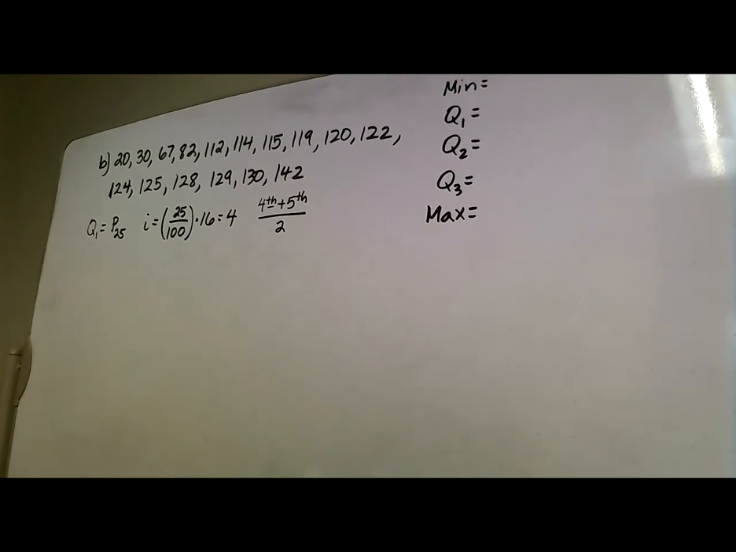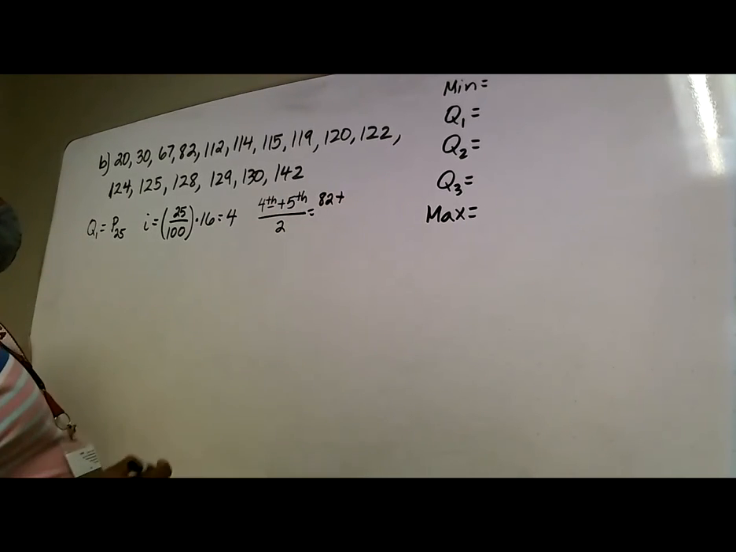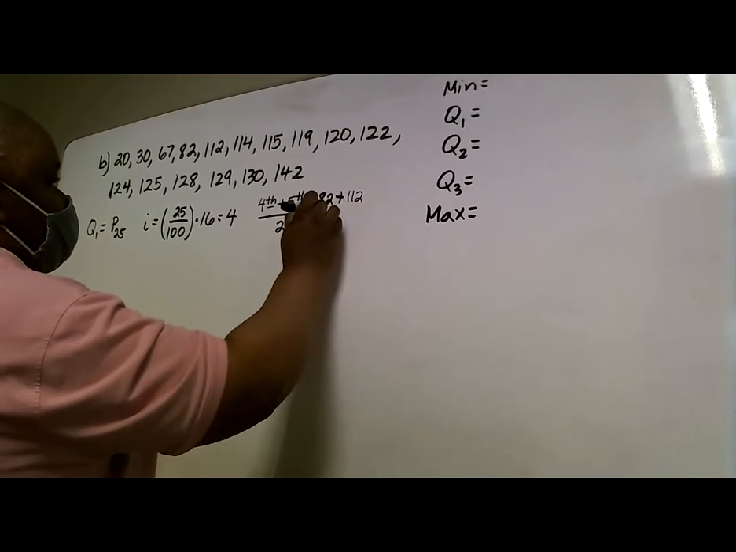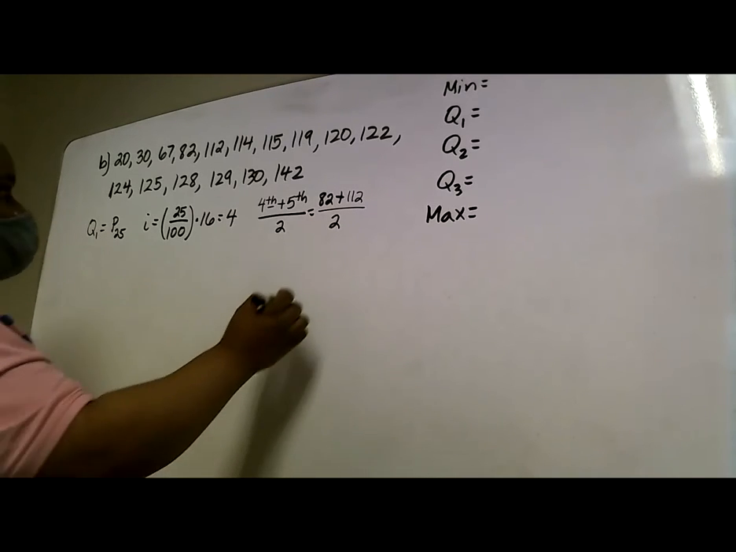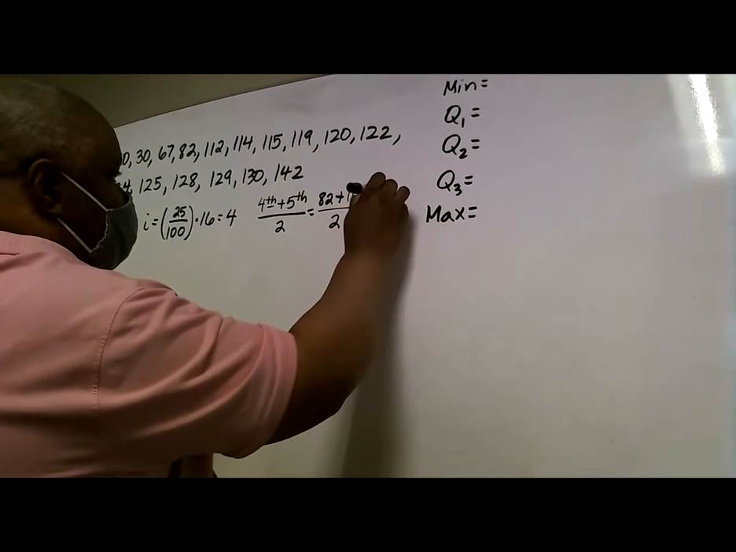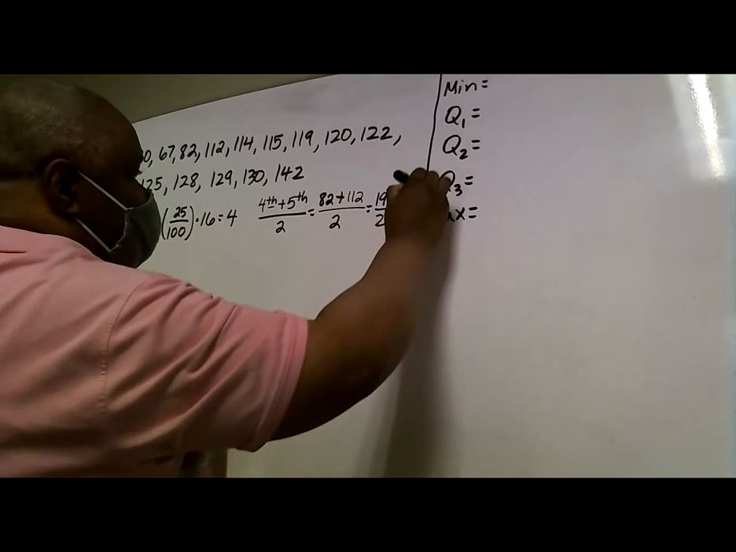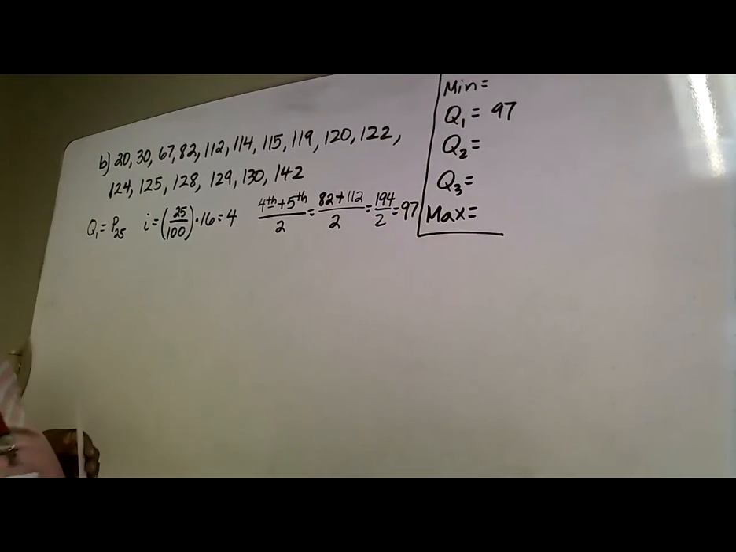So what is the fourth number in this sorted data set? 82. And by the way, I do need to mention that this data set has to be sorted before you start doing anything. And what's the fifth number? 112. So 82 plus 112 is 194, and 194 divided by 2 is 97. So that means that Q1 is going to be 97.